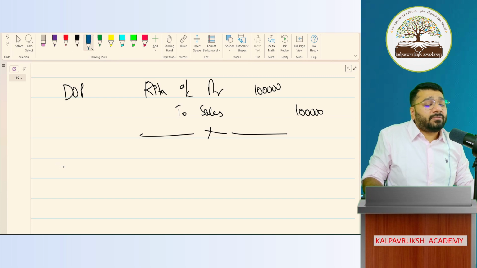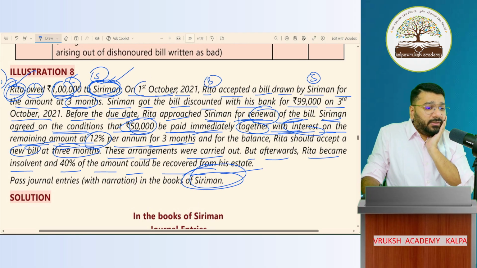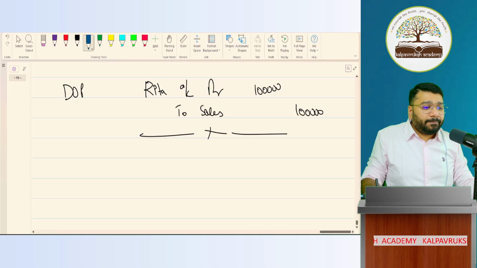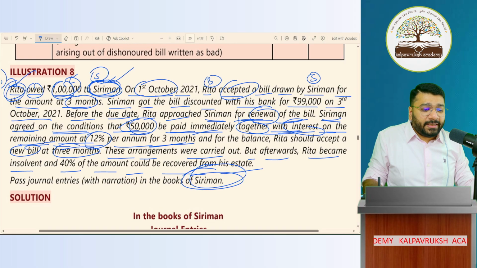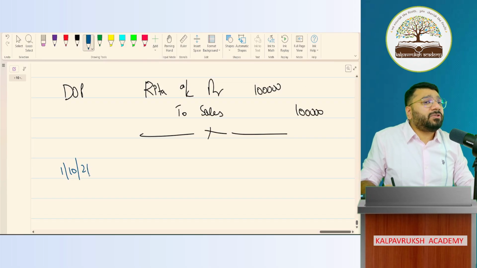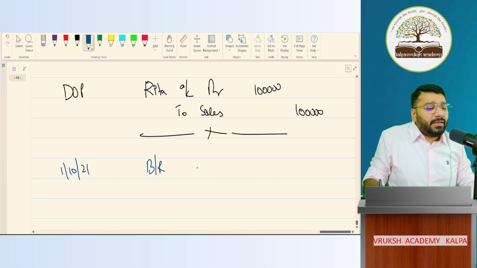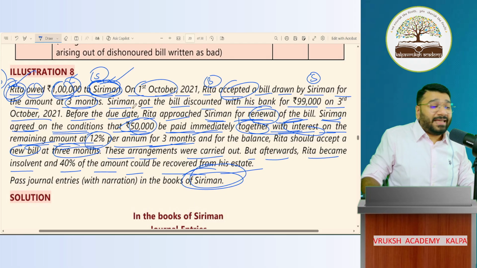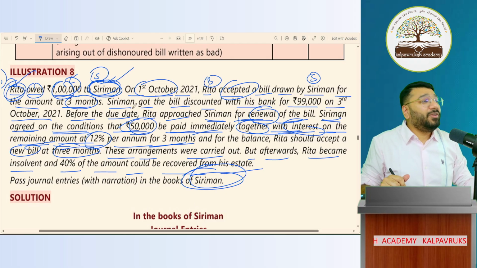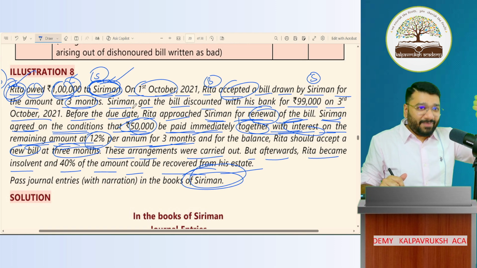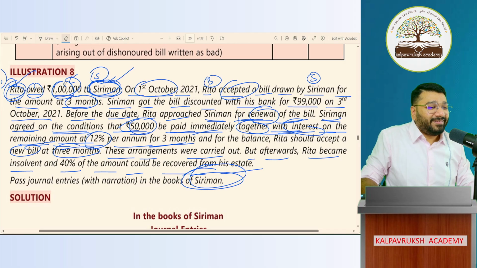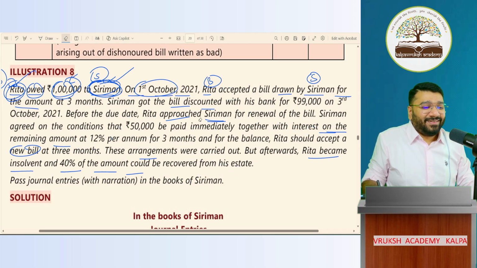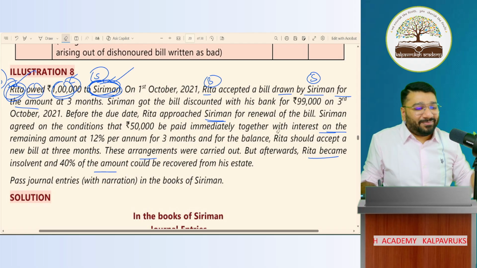No. Next, on the day of acceptance of the bill. 1st October, Rita accepted the bill. So 1/10, what is the year? 21. What is the entry for acceptance of the bill? BR is coming. So BR account debit to Rita. Rita, oh Rita. Now, next.